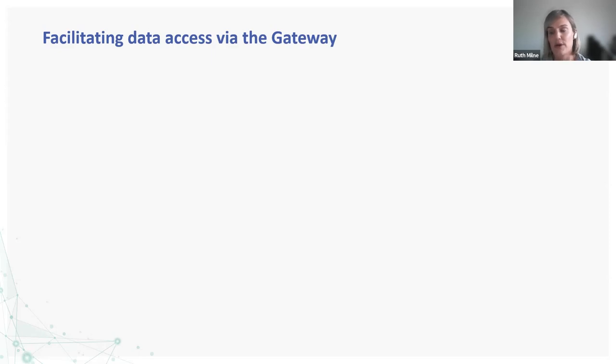So, not an easy task. We have nearly 800 data sets currently on the Gateway, all of which can be inquired about in terms of gaining access to them. And I'm just going to show you now what that looks like on the Gateway as if you were inquiring about a data set that you were interested in accessing for research.